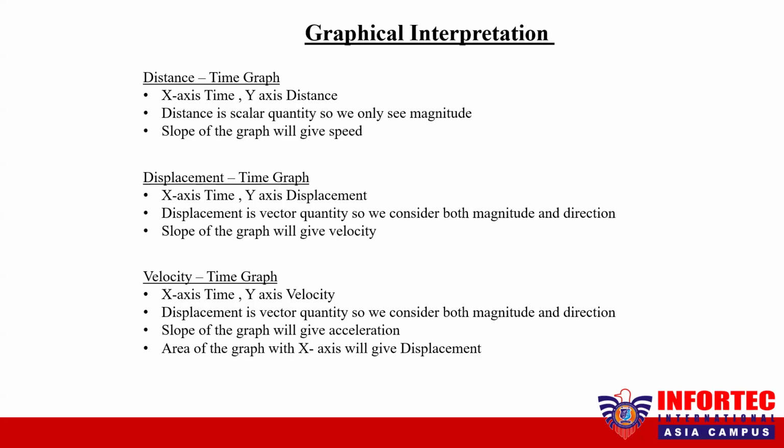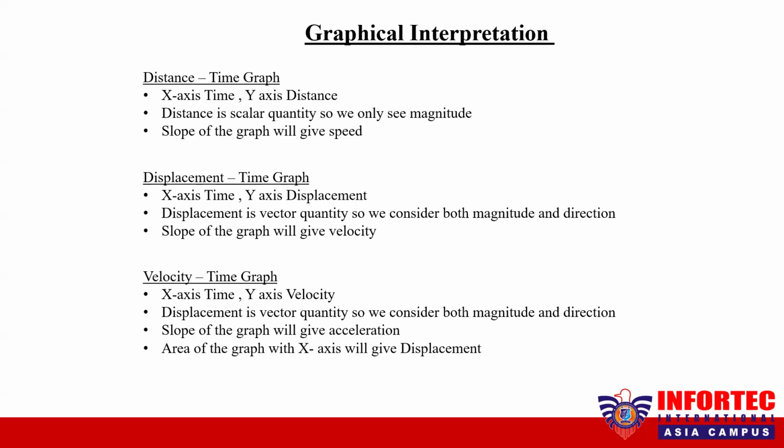Okay. Then the displacement-time graph. Displacement is a vector quantity, so we consider both magnitude and direction, right? The x-axis represents time and the y-axis represents displacement. What is the slope of the graph? The slope means delta y divided by delta x, the change in displacement divided by the change in time, right? We know change in displacement divided by time means velocity. So the slope of the displacement-time graph gives us velocity, right?